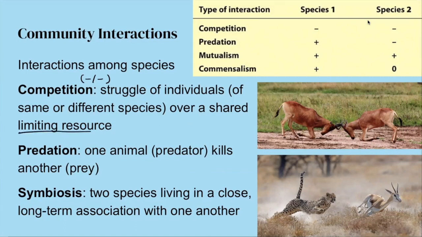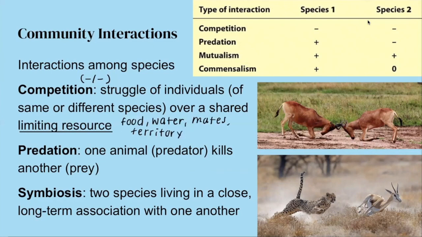And these limiting resources that they are competing over are things like food, water, could be mates, could be territory, and there are other limiting resources as well. Those are just some major ones.